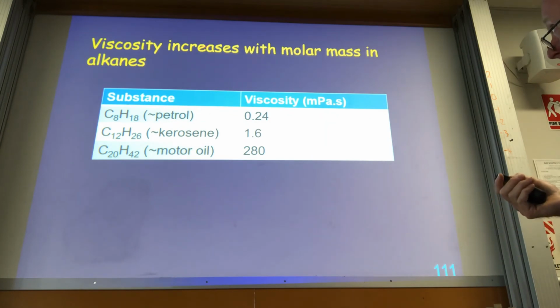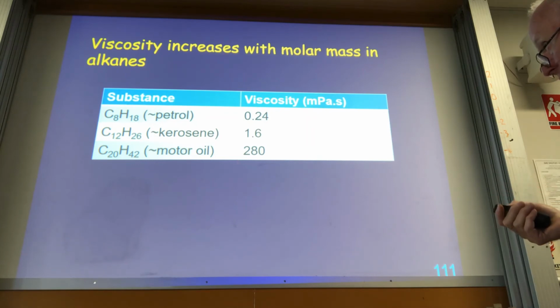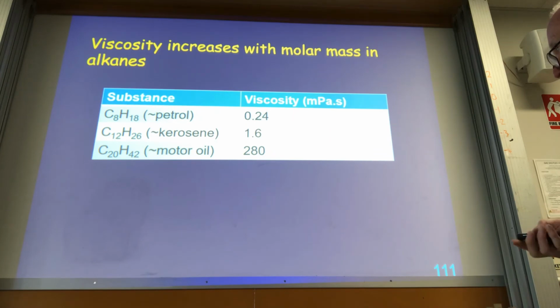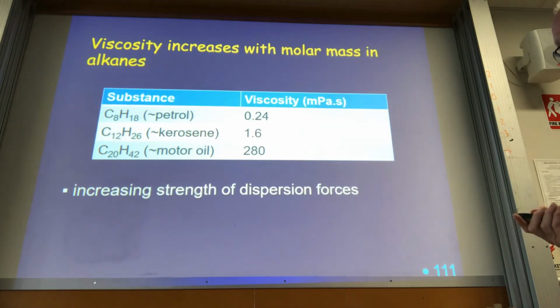Now with non-polar hydrocarbons, we've only got dispersion forces. As the strength of those dispersion forces increases with molar mass, the viscosity does too. So petrol compared to kerosene compared to motor oil, viscosity increases enormously, increasing strength of dispersion forces.